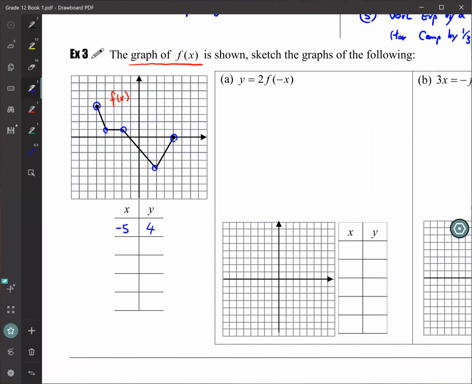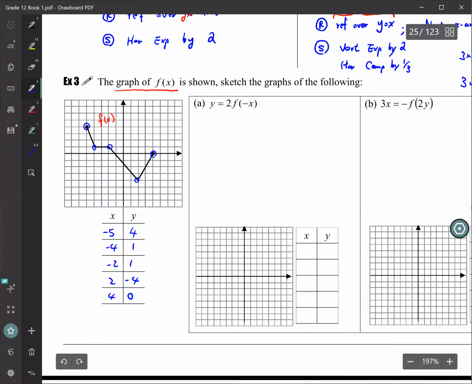-5, 4 is already there. -4, 1, -2, 1, 2, -4, and 4, 0. Yep, very good. Okay, so please double check your numbers. These are all good. Now we are going to transform points. But before we do that, let's figure out the story first. Okay, so please turn this into story form.